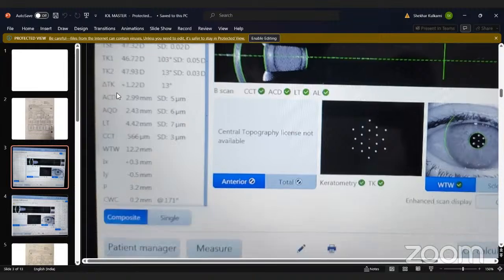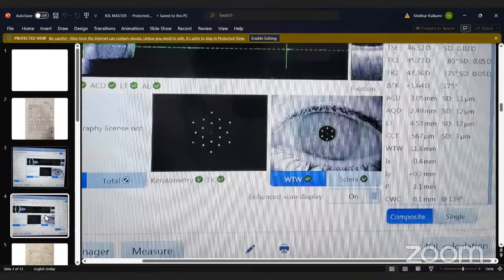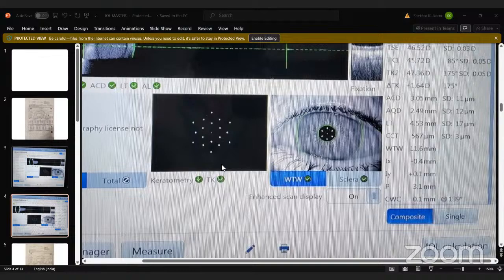Okay. So these measurements you have to see, and the foveal fixation also. Controls that.